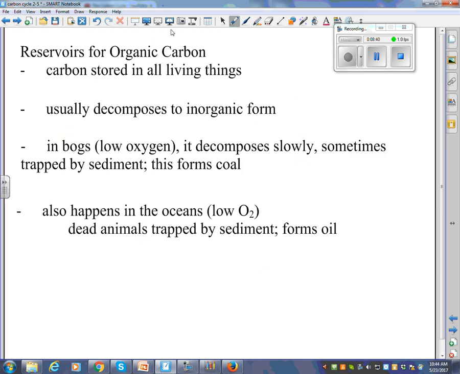Okay, so here's some other reservoirs for organic carbon. You are a carbon reservoir. You are made of carbon. The grass at your house, your pets, anything that's living is a reservoir for organic carbon.